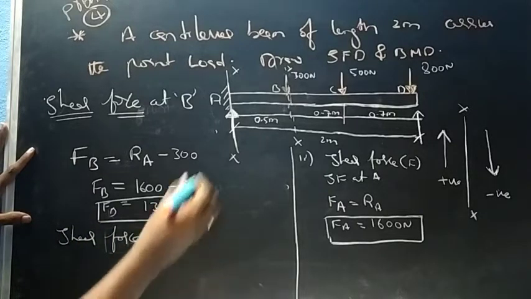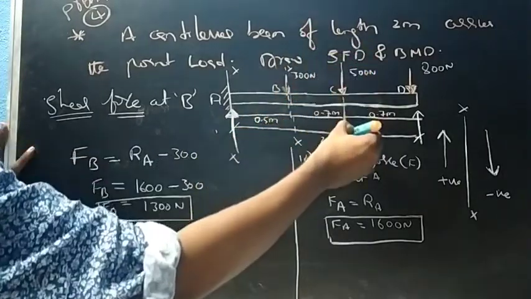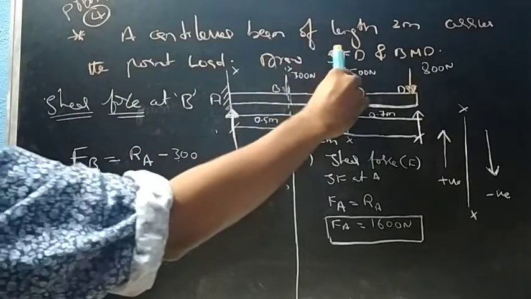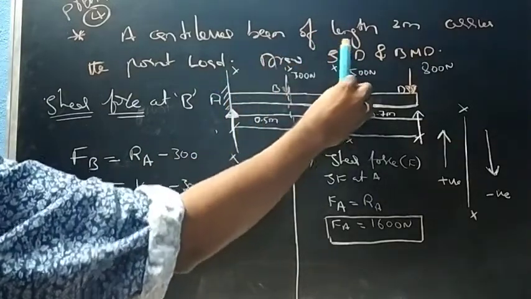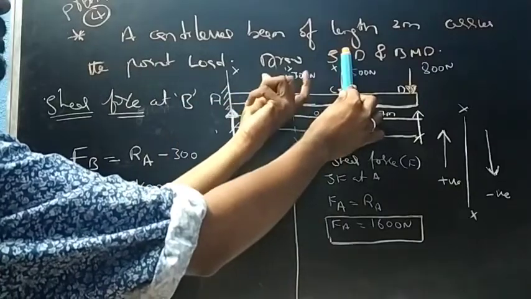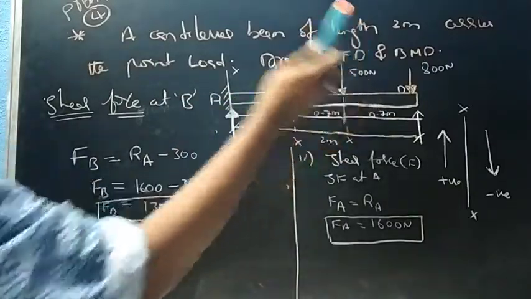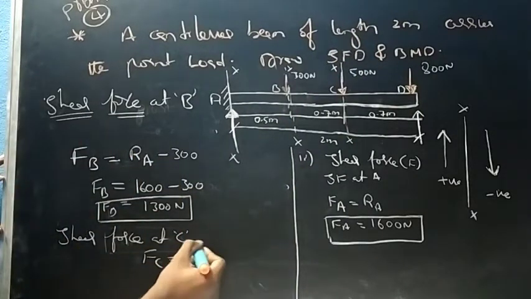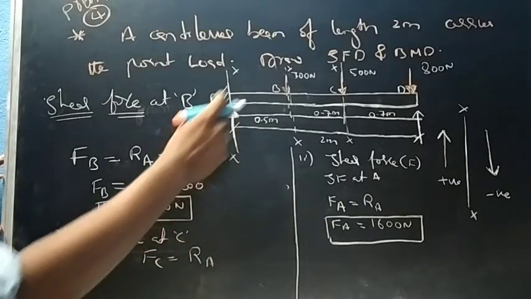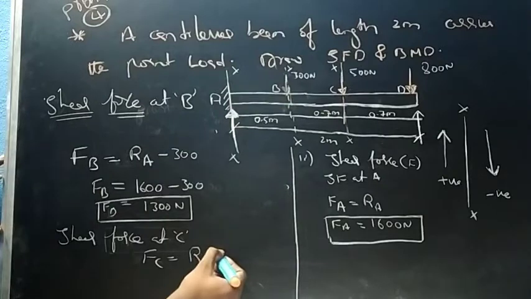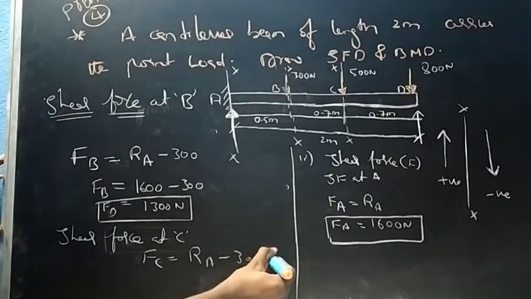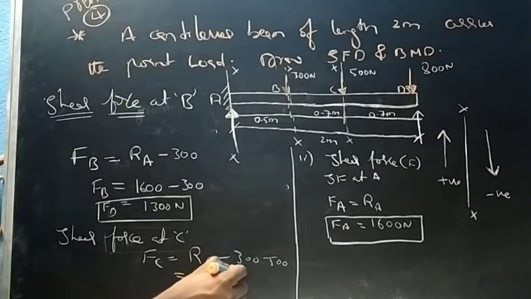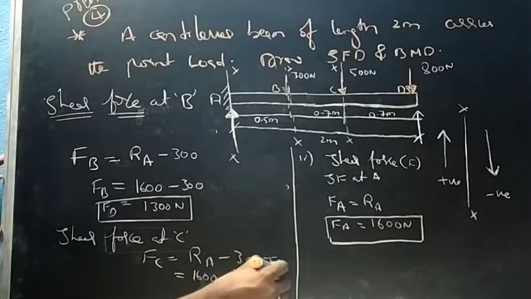at C. So I'm moving this axis at point C. Simple, right? So what all the forces on my left to this axis I'm considering, that is RA and B, that is 300 kilonewton and 500 kilonewton. So I can write FC equals to RA, which is positive, and B and C will be negative, that is minus 300 minus 500. So what is RA? We know RA is 1600 minus 300 minus 500.